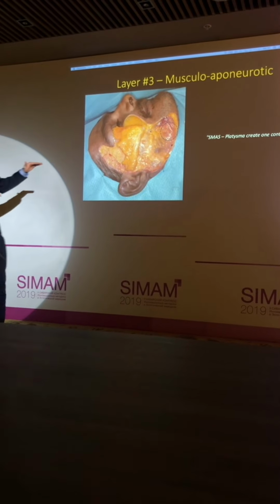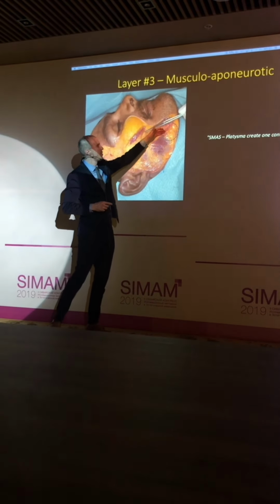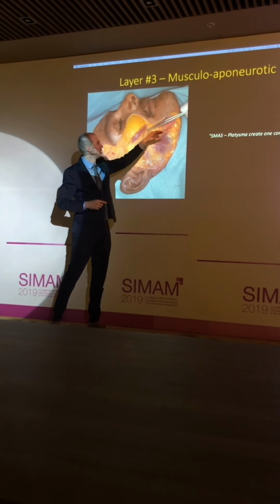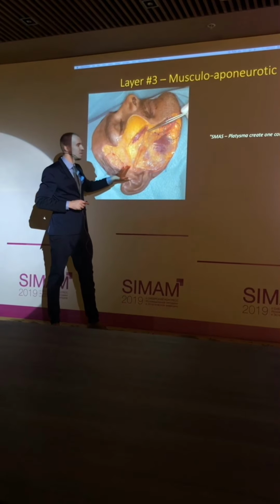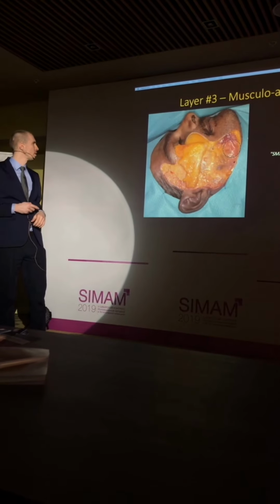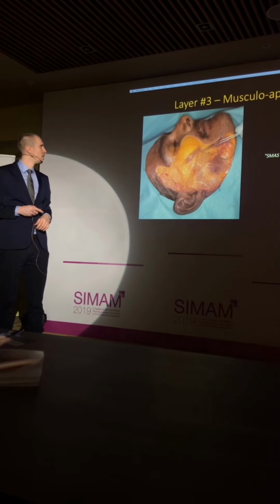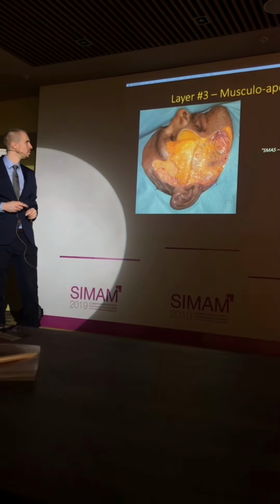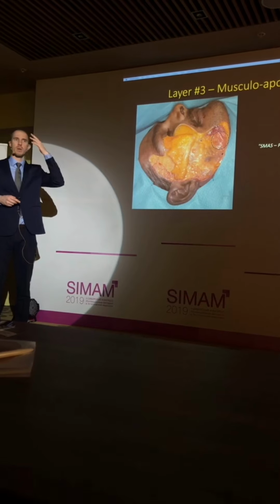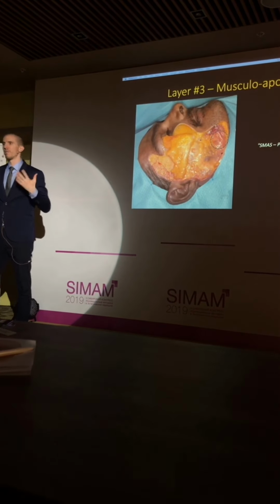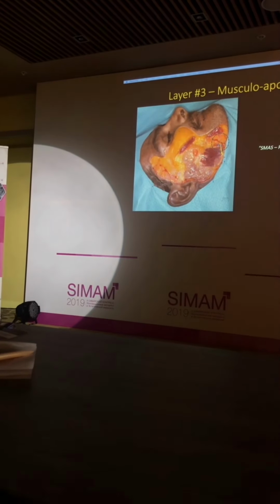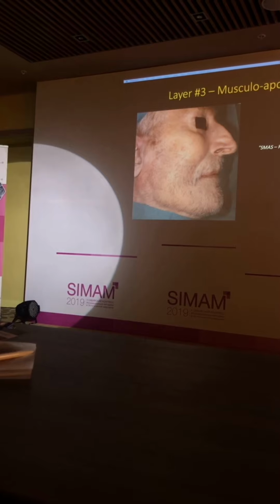If we are able to elevate this layer in one piece, that means it is continuous with the platysma. So the platysma is continuous with the SMAS. On this slide you see a single flap formed that includes the cheek SMAS and the platysma. Just remember that layer number 3 can be mimetic muscle or aponeurotic fascia.